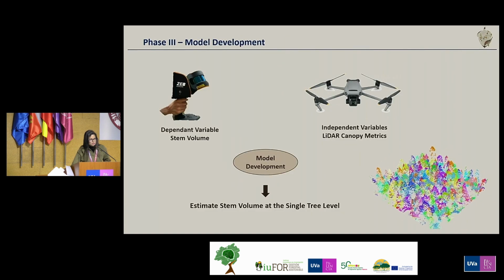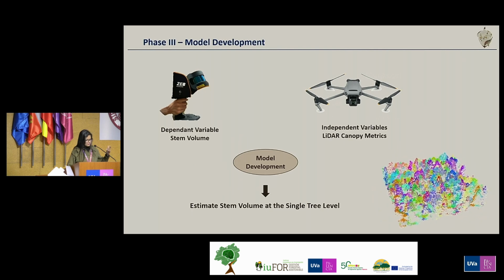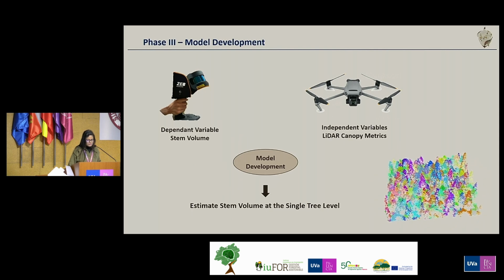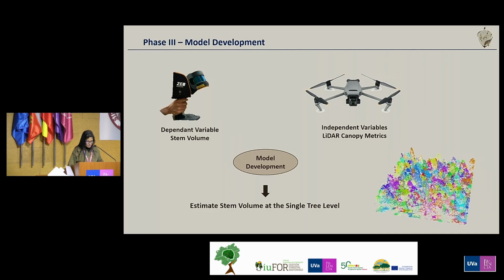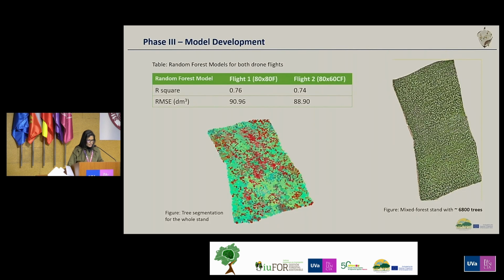And in the third phase of this research study, we developed the model using stem volume and the LiDAR canopy metrics to estimate stem volume at the single tree level. These are the results. So we developed 3 different models for 2 different drone flights. In the first flight, we could achieve a 0.76 R-square value, and the next one 0.74.